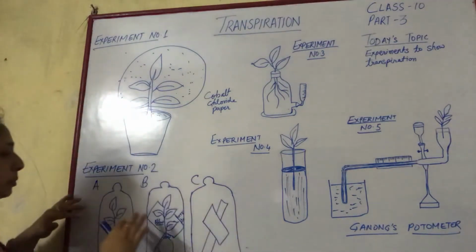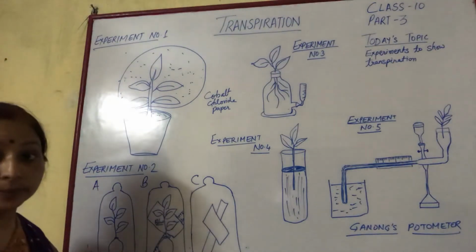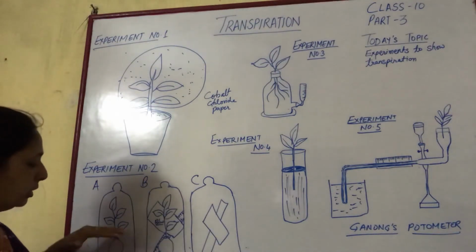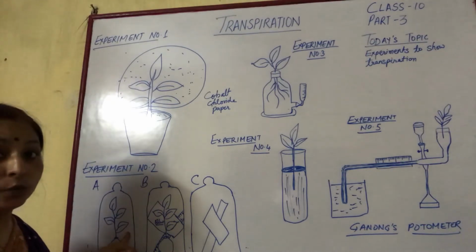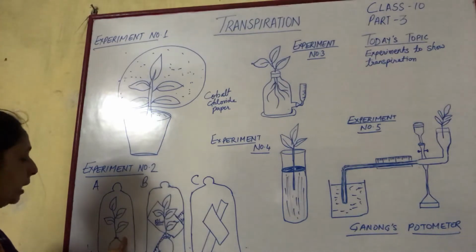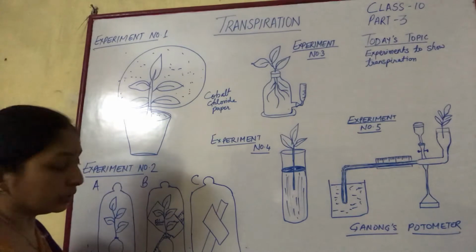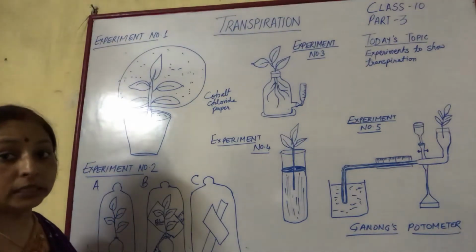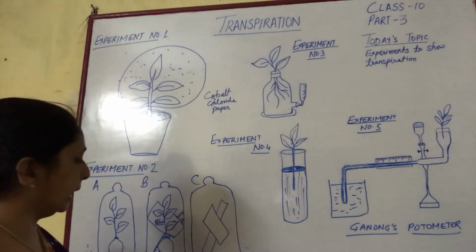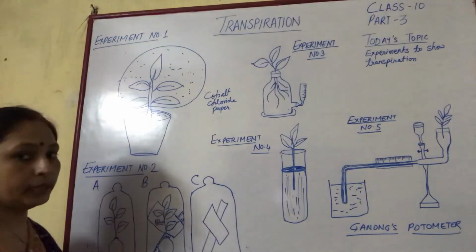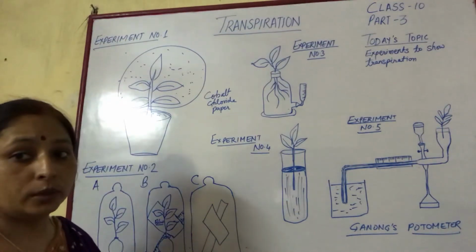Then come to experimental setup 2. Here you can see 3 bell jars. In the first one, experimental setup A, a potted plant is covered with a bell jar. In experimental setup B, a potted plant with a cobalt chloride paper attached to a scale is kept inside a bell jar. Number 3, only cobalt chloride paper on a scale.